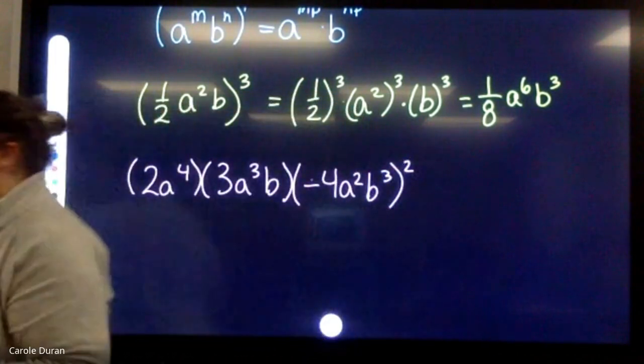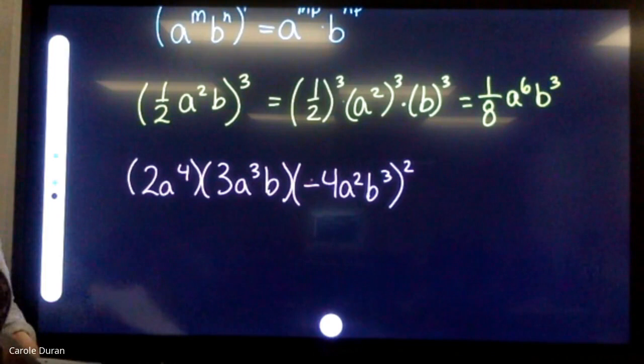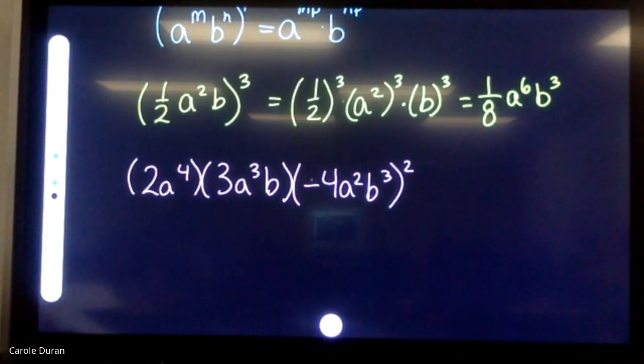Okay, next one. The quantity 2a to the 4th times the quantity 3a cubed b times the quantity negative 4a squared b cubed squared. Why? Can I get those? No, not an option.